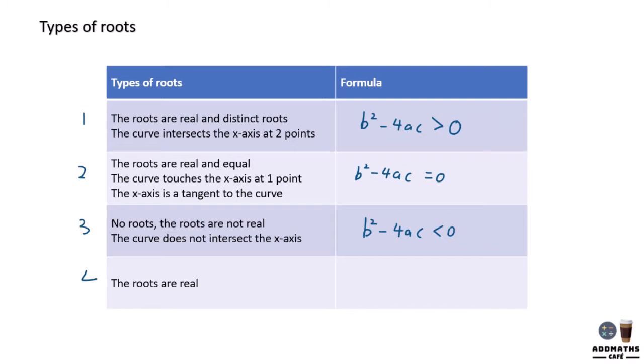And the fourth case is the roots are real. When they talk about a real root, you have to apply the formula of b squared minus 4ac more than or equal to 0. Alright, so there are 4 types of root. Always remember how to apply this. Let's go to the question.